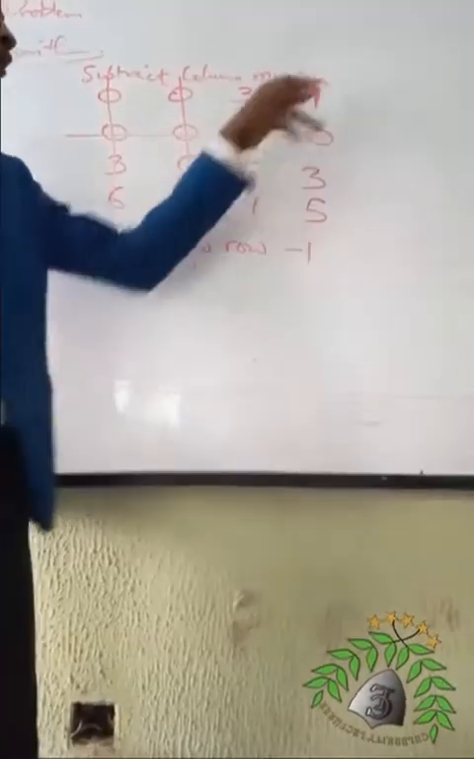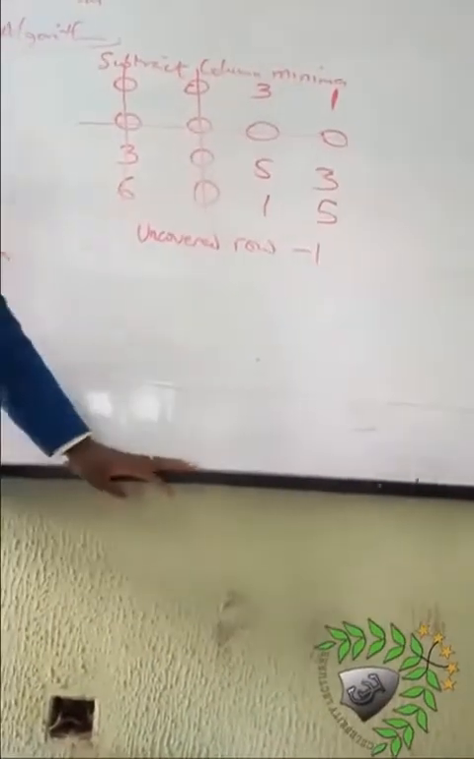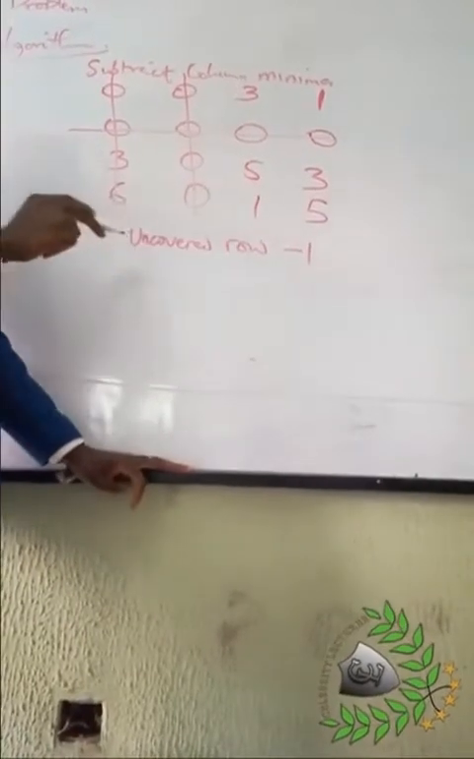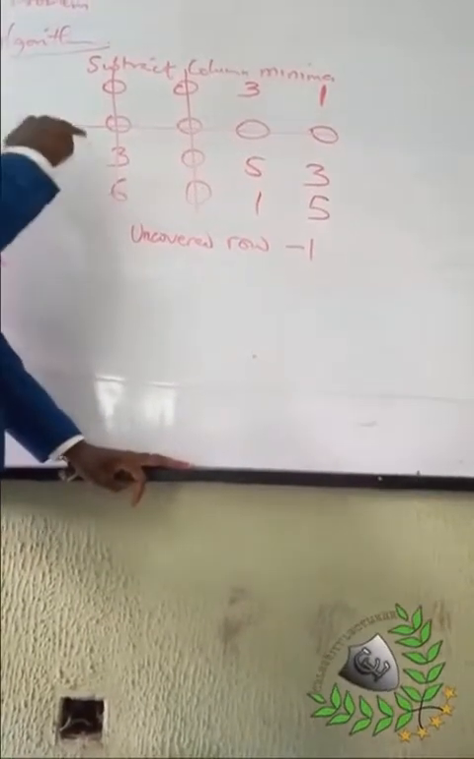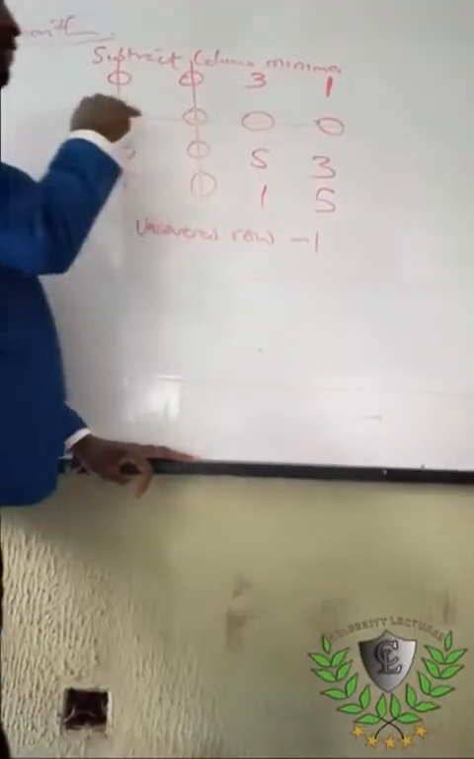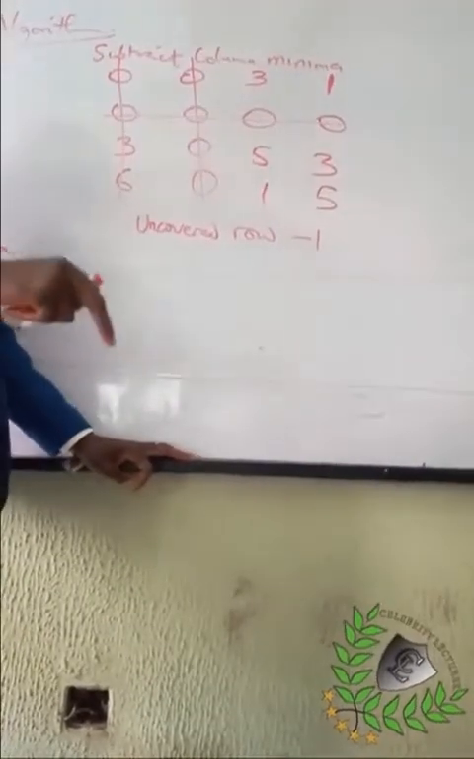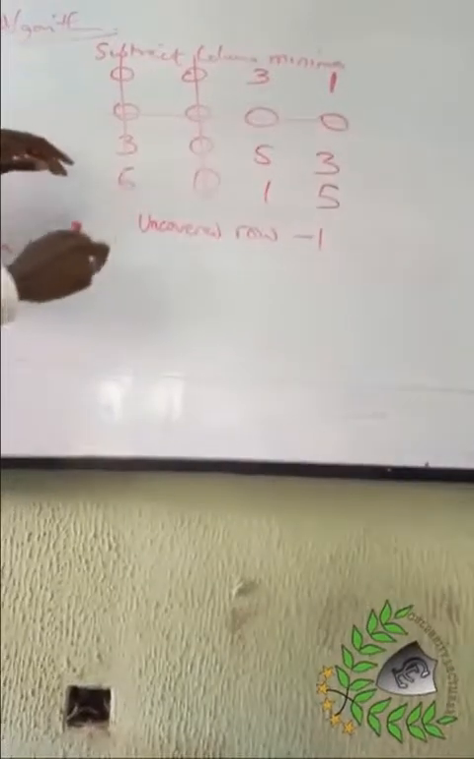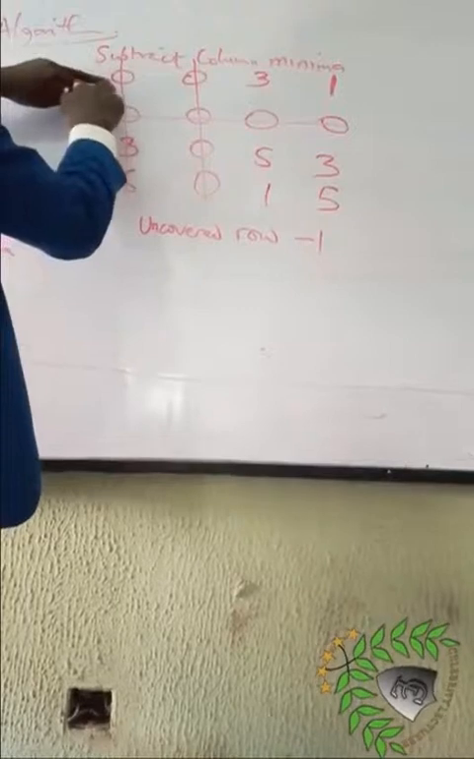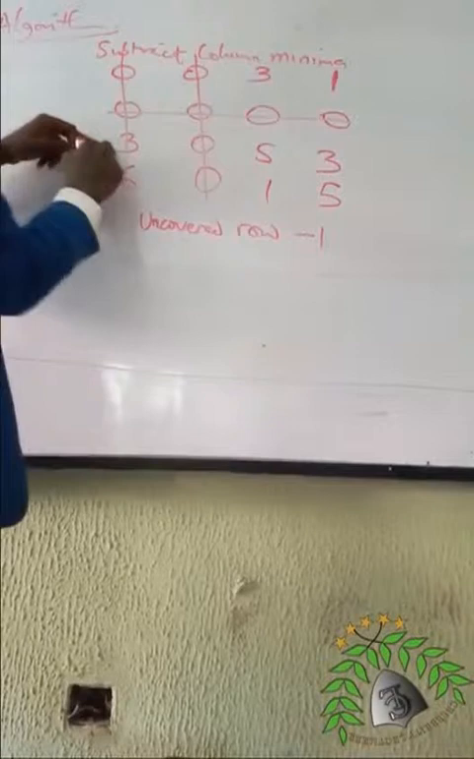So let's go. 0, 0, 3, 1 is not covered. 3, 0, 5, 3 is not covered. 6, 0, 1, 5 is not covered. Only 0, 0, 0, 0 is covered with a line. So let's continue now. 0 minus 1, minus 1. 0 minus 1, minus 1. 3 minus 1, 2. 1 minus 1, 0. Okay, 0. This one is covered, so we are not doing anything to it.